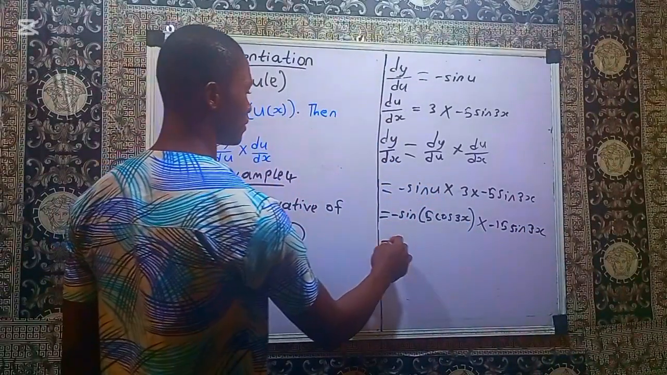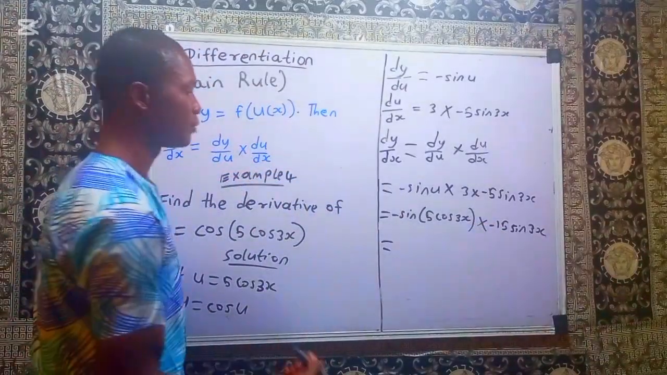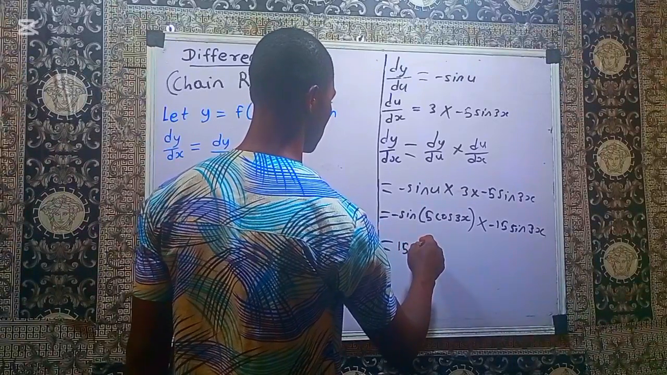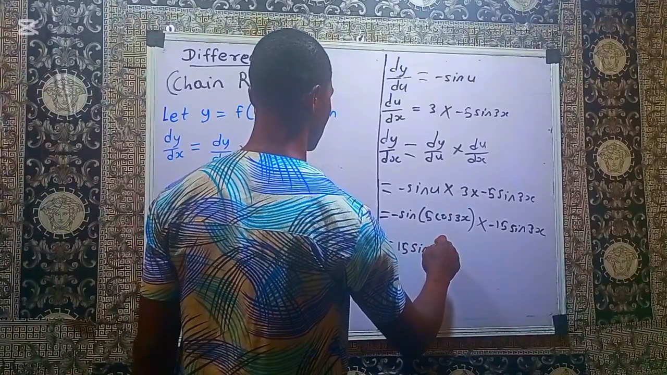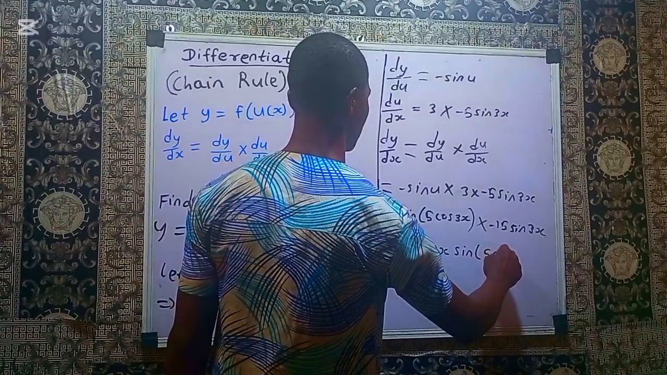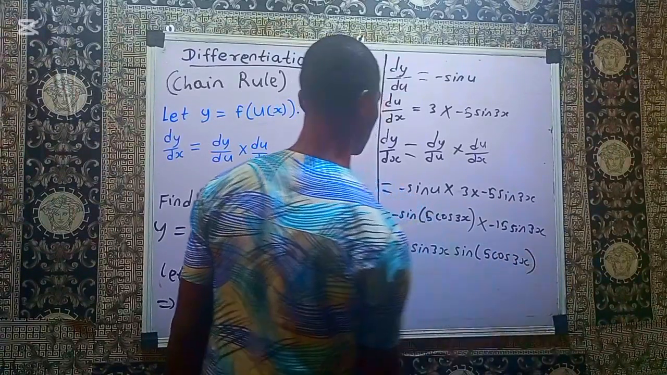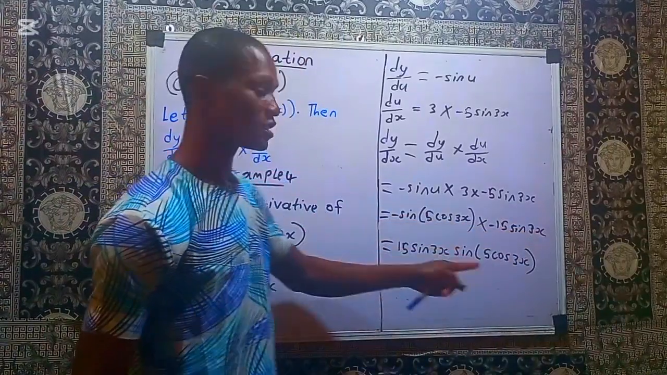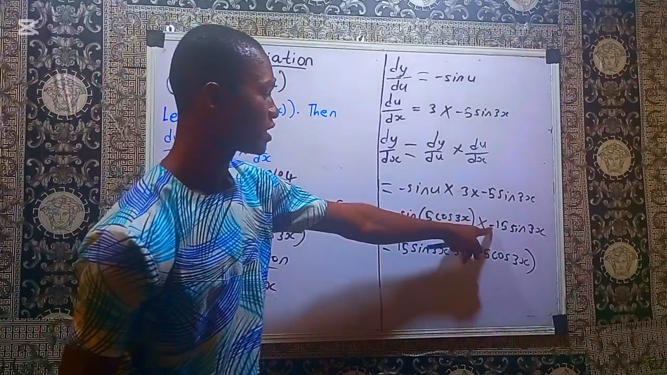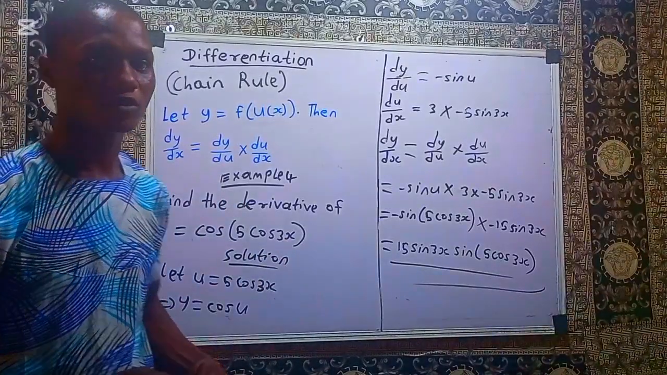Then if you simplify further, negative multiplied by negative will give us positive. So we are going to have positive 15 sine 3x sine open bracket 5 cos 3x. I decided to write it this way. This is a product, this is multiplication, we are multiplying this and this, so I decided to write this one first. And because we have negative here, we have negative here, that's why this one is positive. This gives us the derivative of this very function with respect to x.